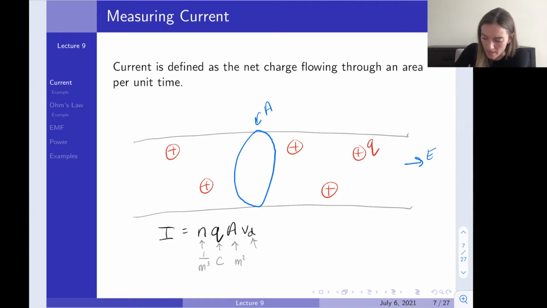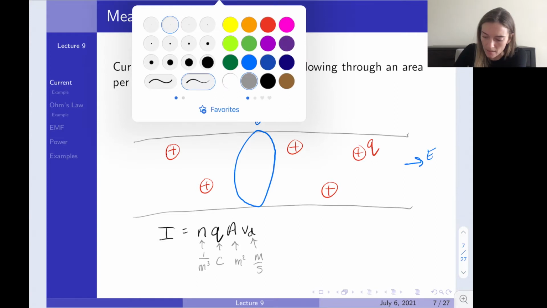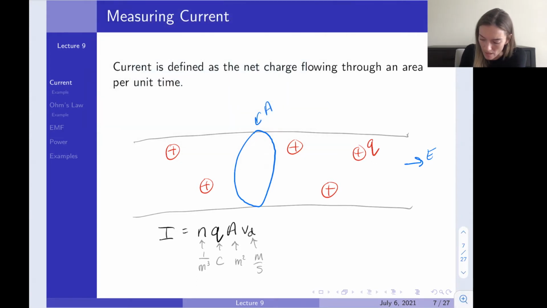So if I look at what I have here, I have meters cubed on the bottom, meters squared, and then another meter. So all those meters will cancel out, and I'm left with just coulombs per second. So I did get the units that I expect for current, which is charge per unit time.